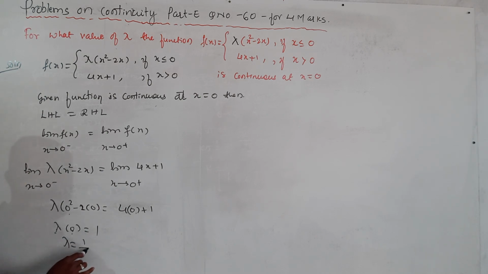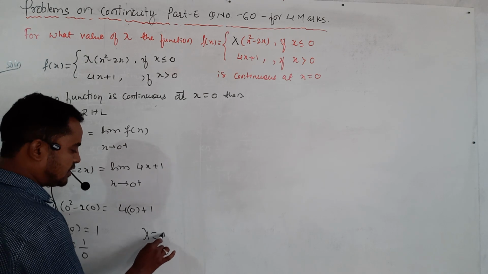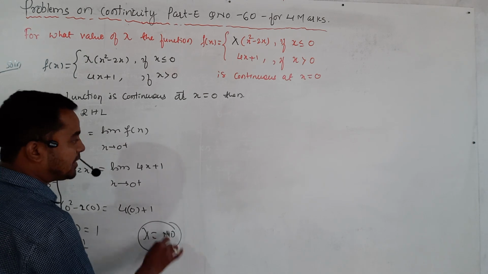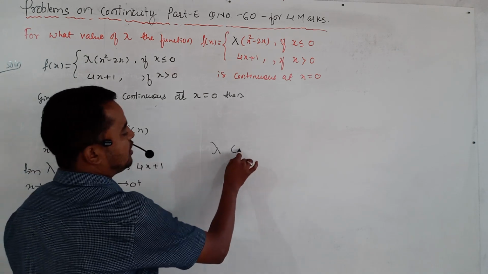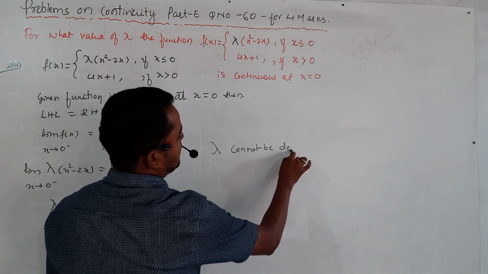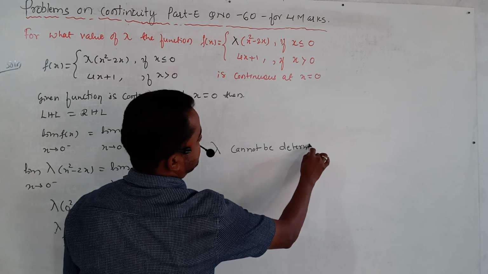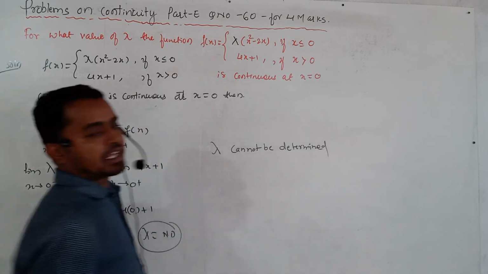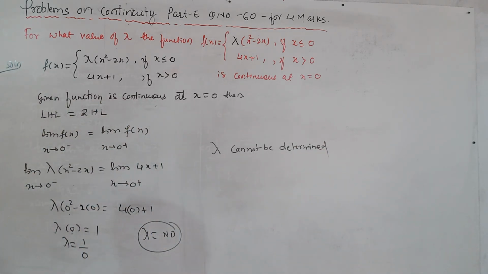Lambda is equal to what? 1 by 0, not defined. That is, lambda is equal to what? Not defined, or we can say lambda cannot be determined.